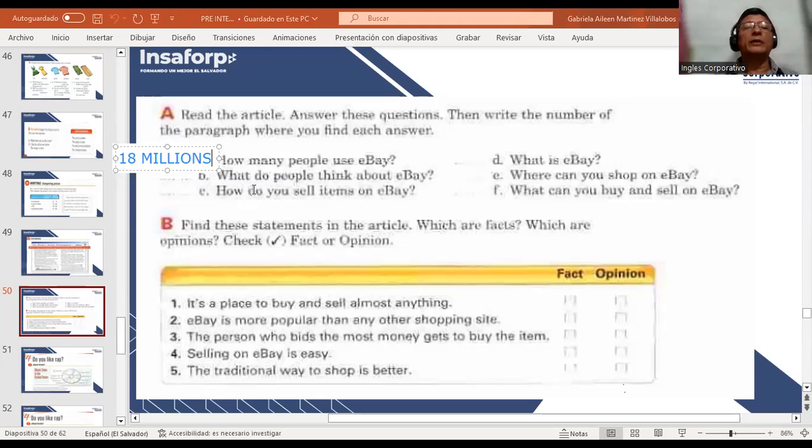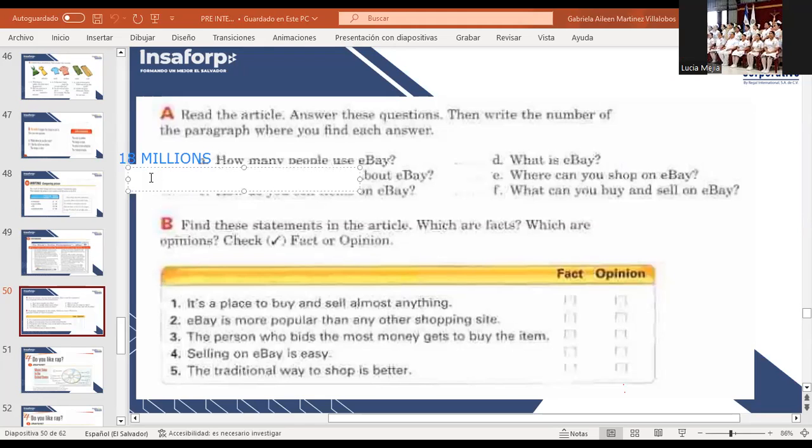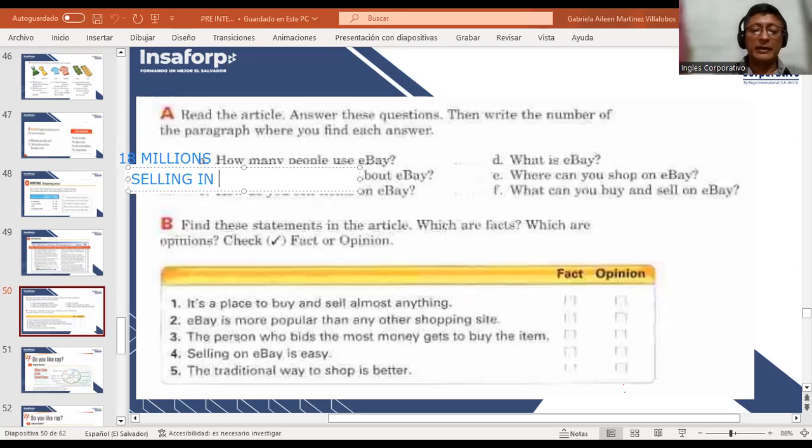Ah, okay, what do people think about eBay? Selling on eBay is easy. All right, very good. On eBay. Thank you. Well, selling on eBay.